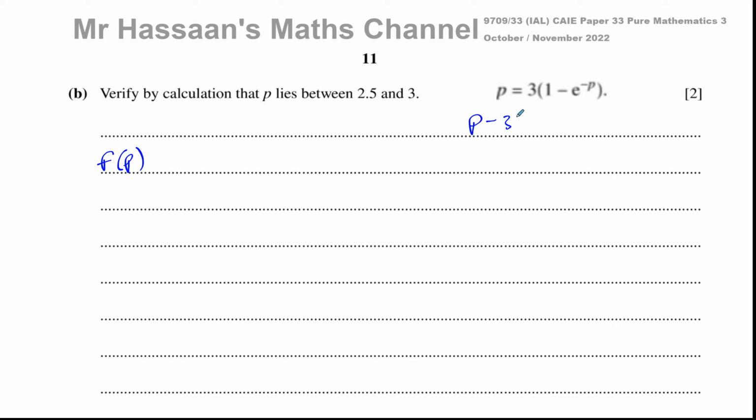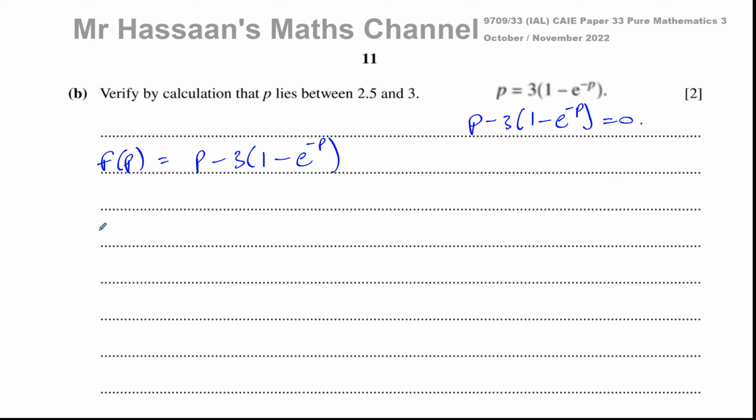So I have p minus 3 times 1 minus e to the power of negative p is equal to 0. Once I've made it equal to 0, I'm going to name it f(p). f(p) is equal to p minus 3 times 1 minus e to the power of negative p. All right, and that is the function now. So we've got to show that p, the root, lies somewhere between 2.5 and 3.